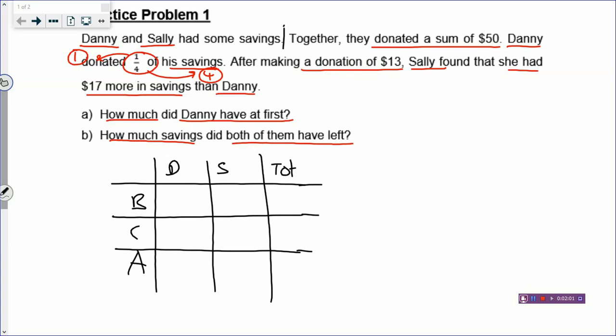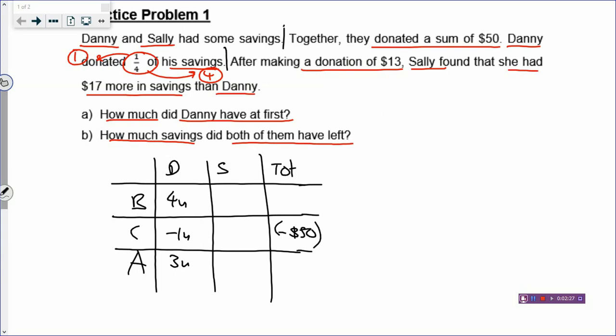Together, they donated a sum of $50. So where do you put the $50? There are 9 empty boxes here. You put it over here. They donated a total of $50, which is the important number. And then Danny donated 1/4 of his savings. So it means that Danny has 4 units, and he donated 1 unit, and now he must have 3 units left. So you're until here already.